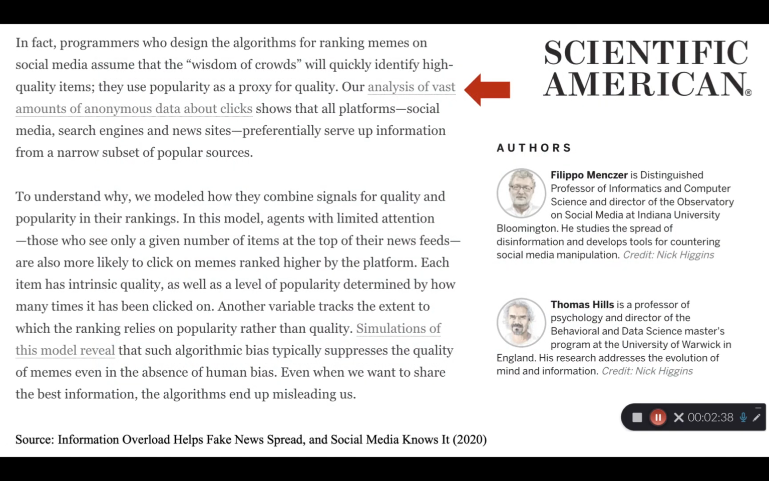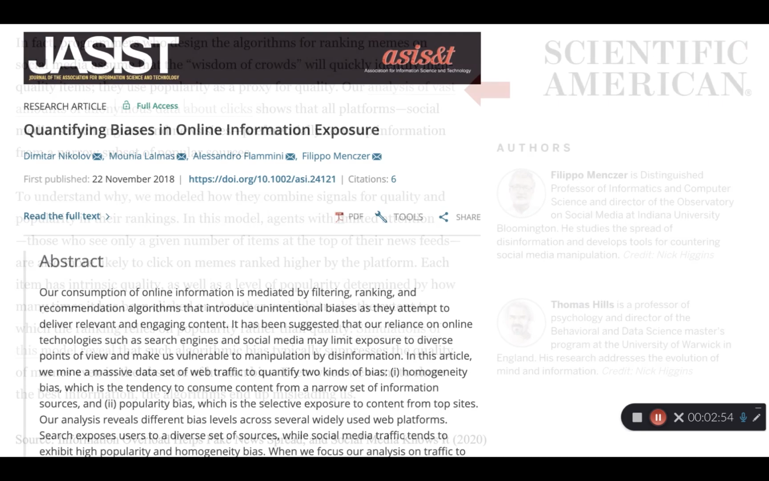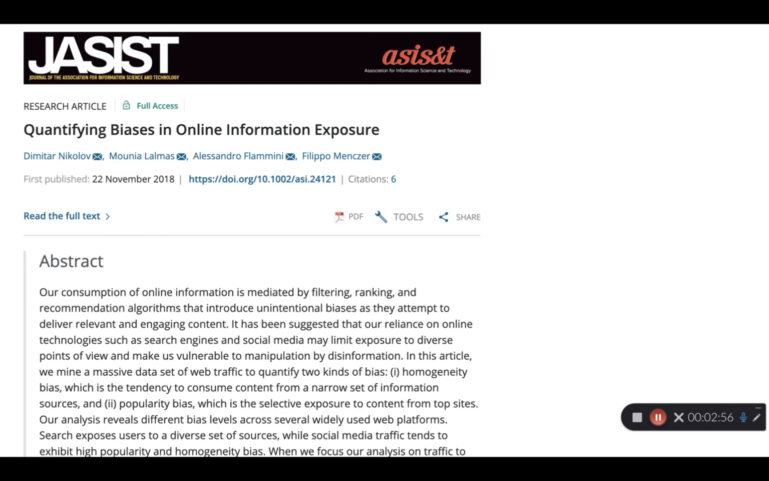If an article mentions evidence from another source, look for an explanation of the credibility of the primary source. In addition to including the author's expertise, this Scientific American article about information overload on social media includes a link to the research study published in the Journal of the Association for Information Science and Technology. This research study provides support for the claims made in the article. Following the links provided in online articles is a good way to help evaluate credibility.